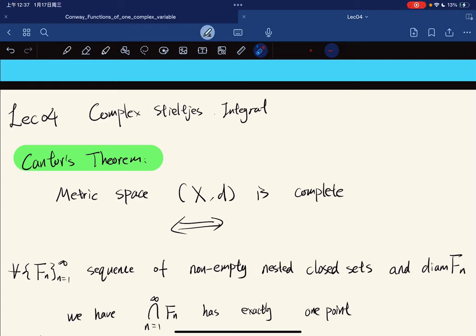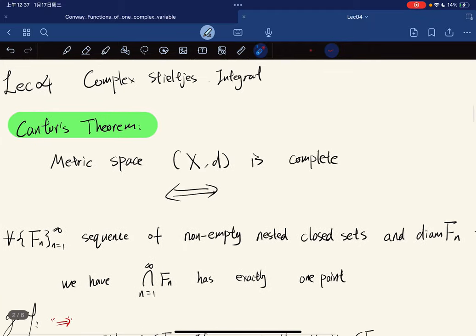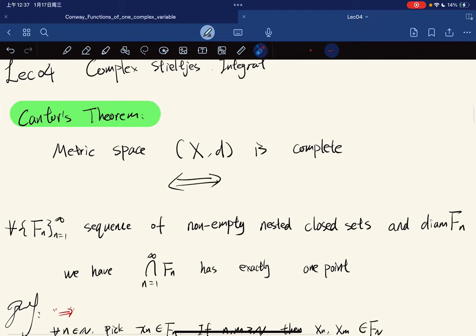Let's start. So this is our fourth lecture and we're officially starting our topics on complex integration. We need to first begin defining the complex Riemann-Stieltjes integral in order to define the integral of a function along a path in C. First we need to prove Cantor's theorem that we're going to use in our proof later.